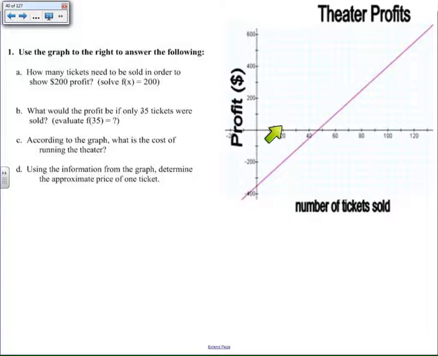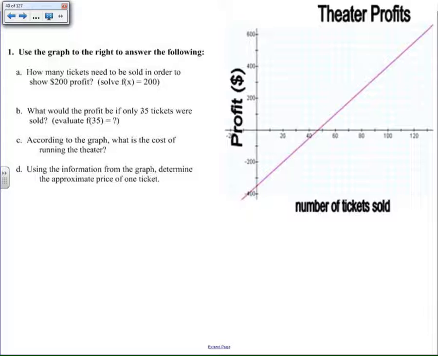Now you notice I studied the graph before I even went to the question. I don't know what the first question is asking yet, but I'm just trying to figure out what the graph is trying to tell me. Finally, when I do get to the question, it says how many tickets need to be sold in order to show a $200 profit. I put a little note here that I'm asking to solve f of x equals 200. Solve meaning find the variable, in this case it's x, that allows profits to be $200.